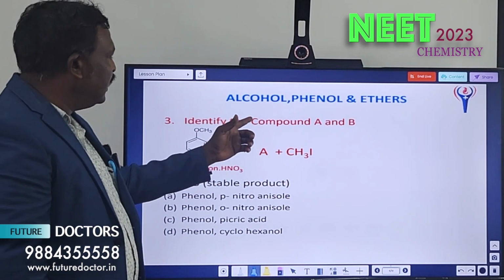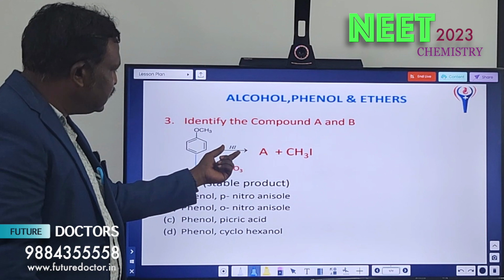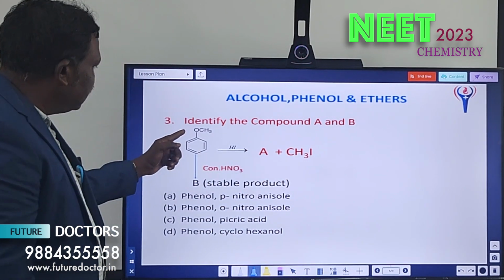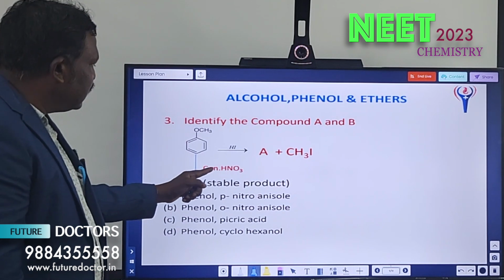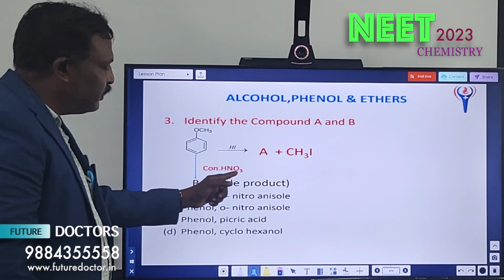Identify the compounds A and B. They are given anisole. Anisole reacts with HI to form A plus CH3I. Again, the same anisole reacts with concentrated nitric acid to form B. They are asking to find out only the stable product.